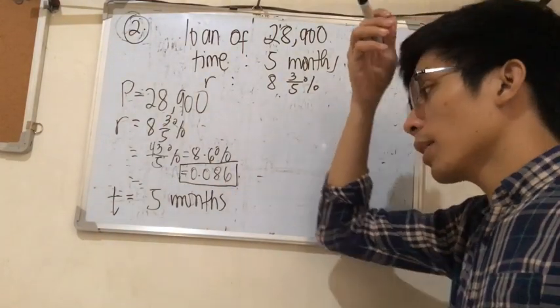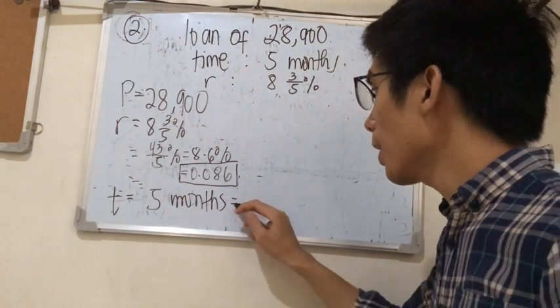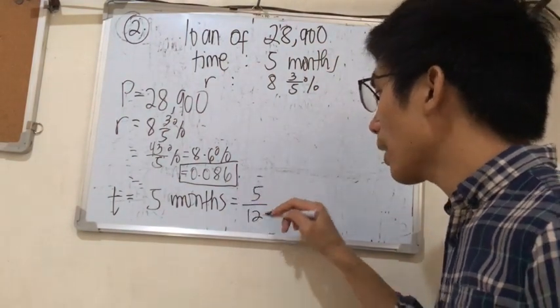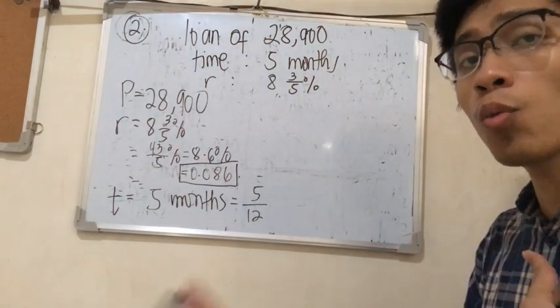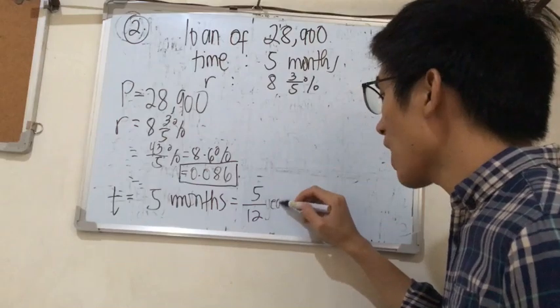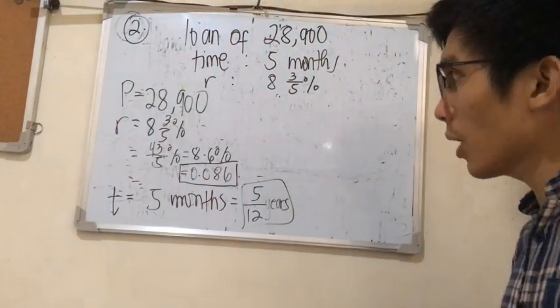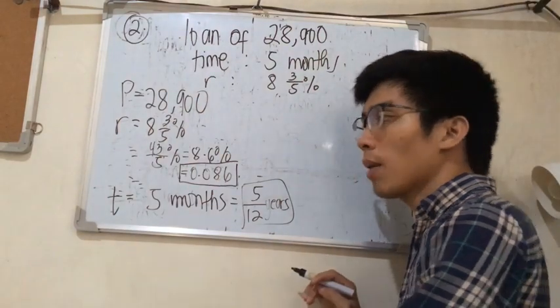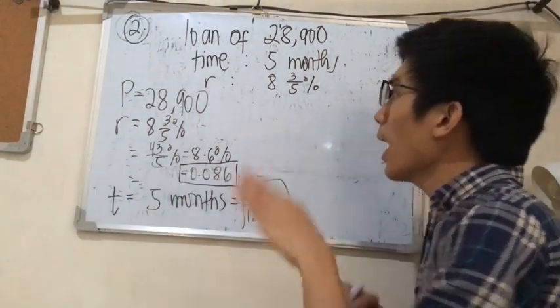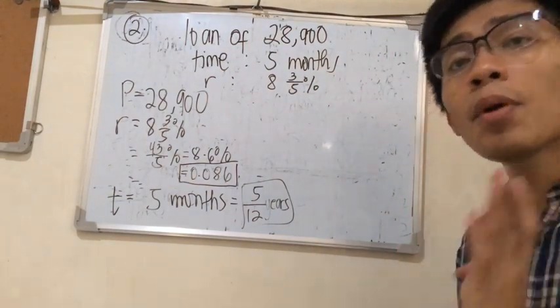So what if the time is in 5 months? Therefore, what are you going to do? You have to divide this by 12, so 5 over 12. Again, why 12? Simply because we have 12 months in 1 year. So this is now considered 5 over 12 years. You already identified the important elements, the P, R, and T. After that, we are now ready to solve for our simple interest.